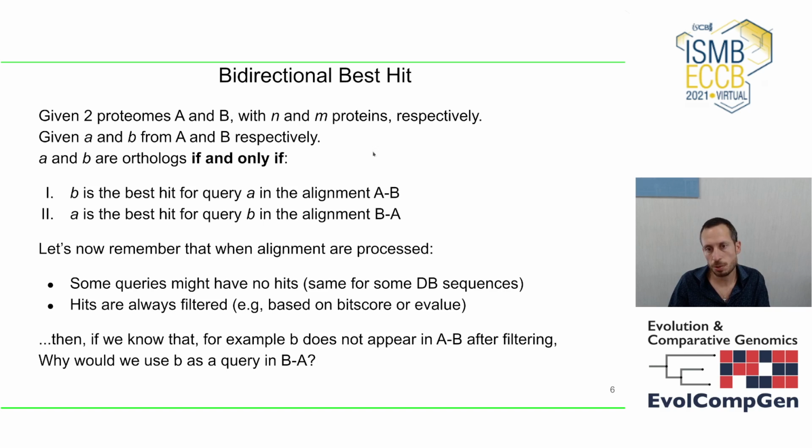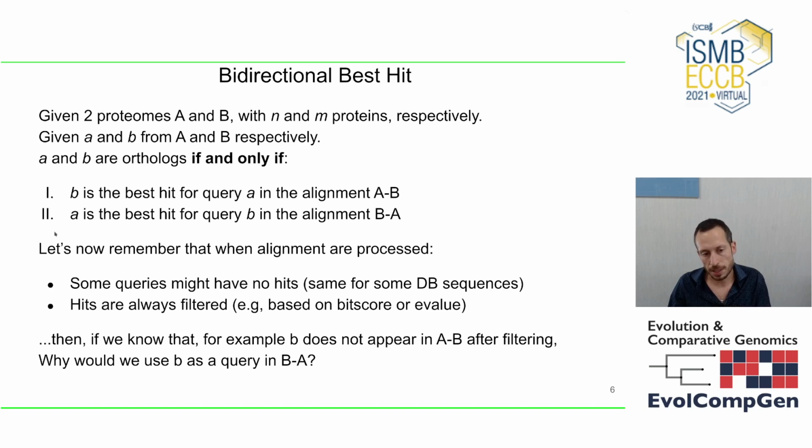As we said, graph-based methods usually use bidirectional best hit. In the bidirectional best hit, if we have A and B from two different proteomes, in order to be orthologs there are two conditions that need to be satisfied. The first one is that B is the best hit for query A in the alignment AB, and A is the best hit for query B in the alignment BA.